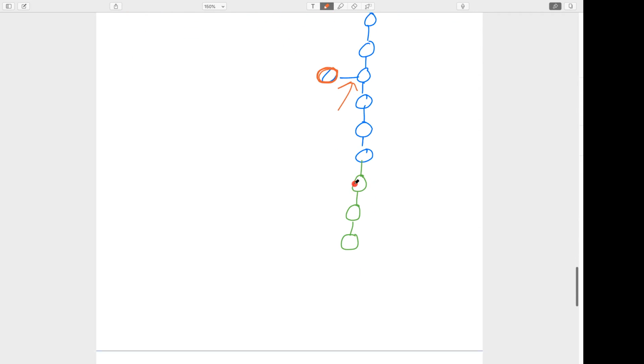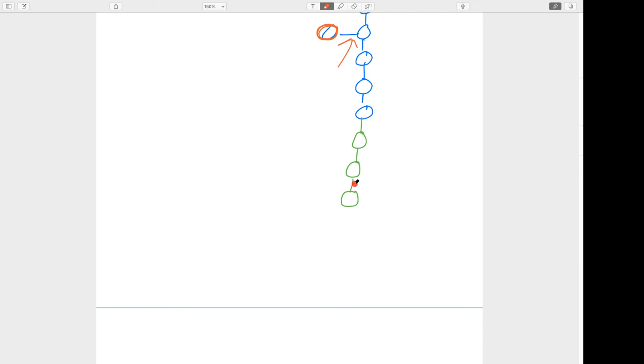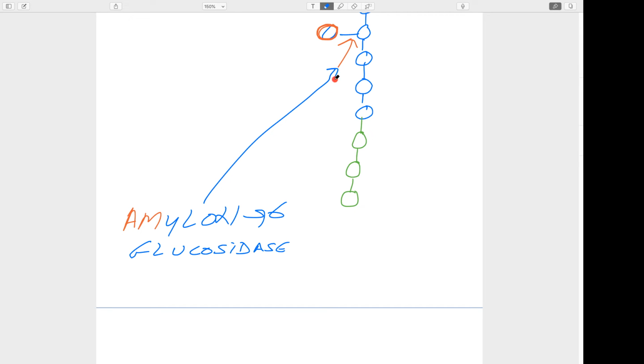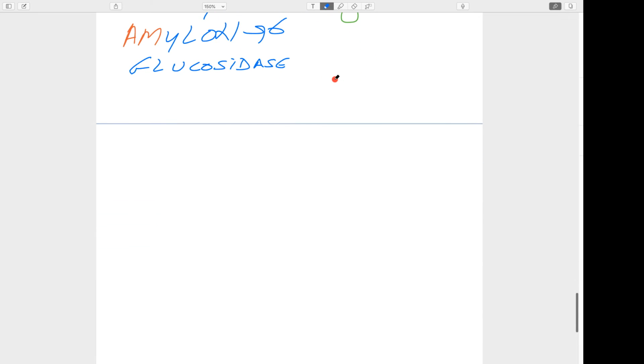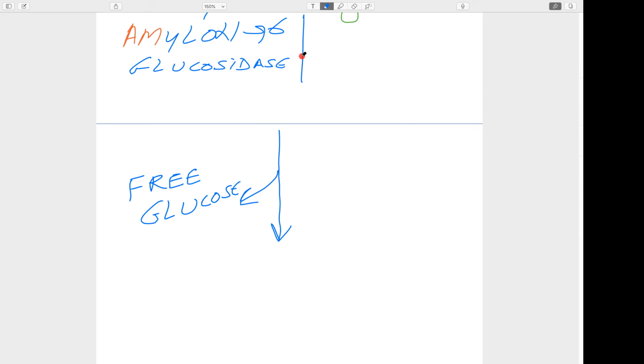Then what happens? The next enzyme is amylo alpha 1,6 glucosidase. This enzyme acts here. By acting here, it releases free glucose, not glucose 1-phosphate.